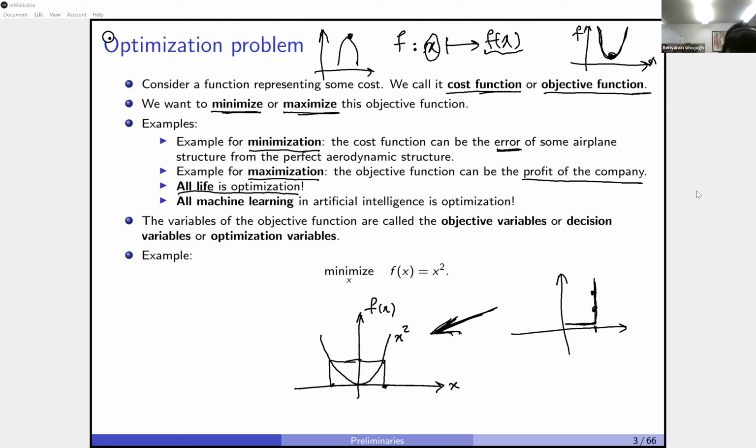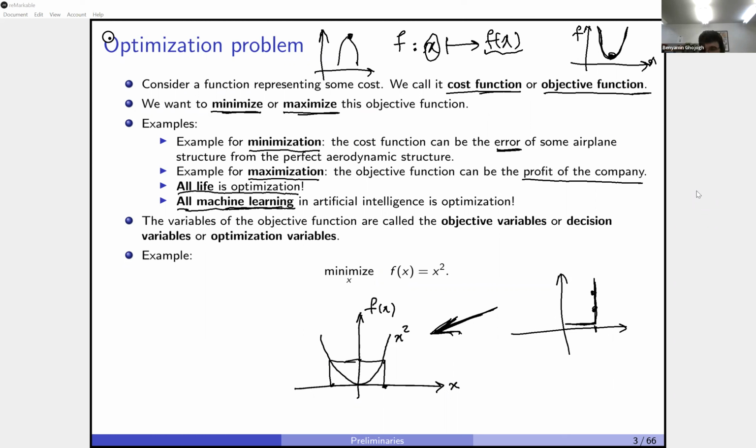Also, all machine learning, all artificial intelligence, especially machine learning, is optimization. Why? What is machine learning? In machine learning, you have a mathematical model, and this mathematical model wants to learn something. For example, in machine learning, usually you do one of these tasks. You usually regress, or you, for example, classify, or you cluster something. I will tell you what these are.